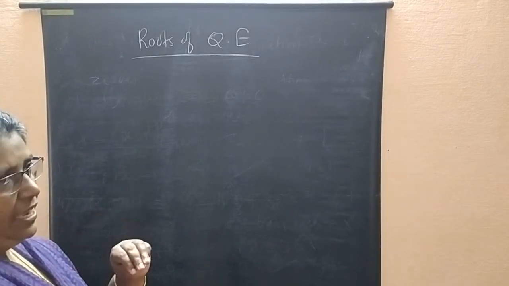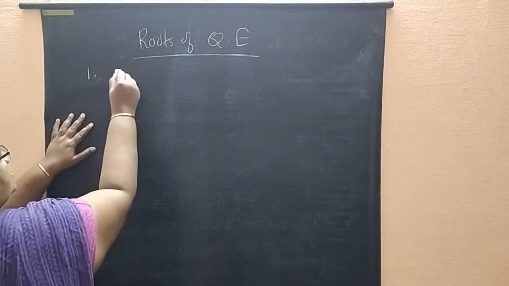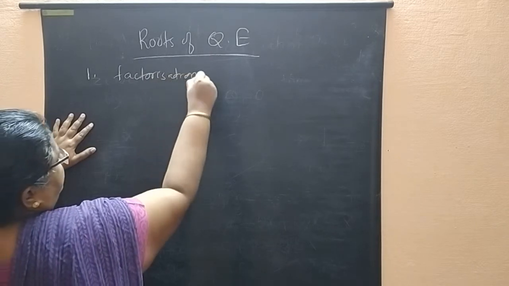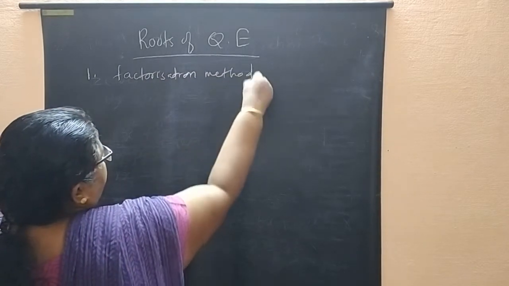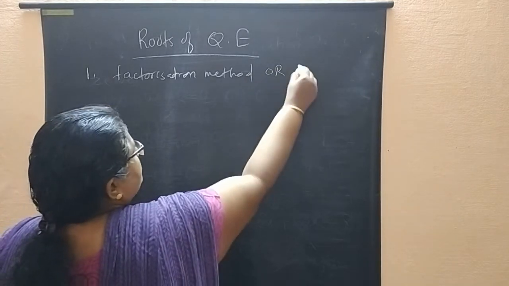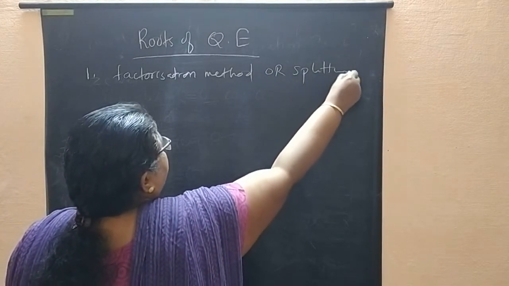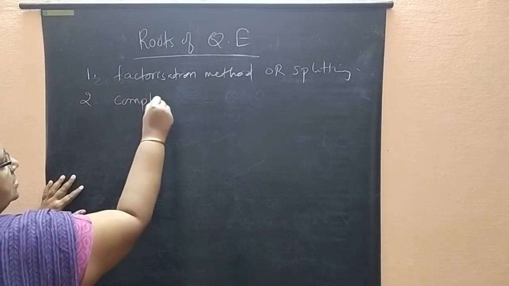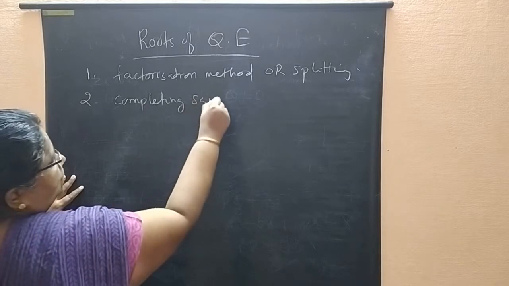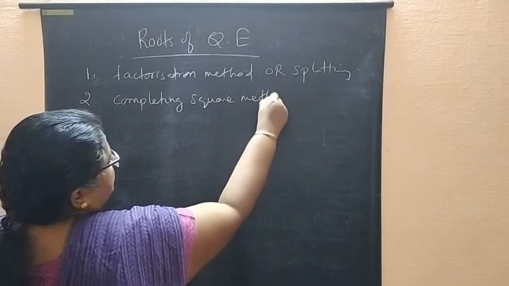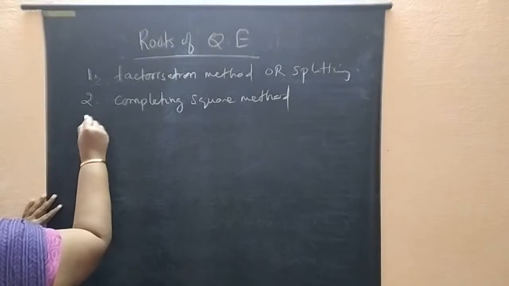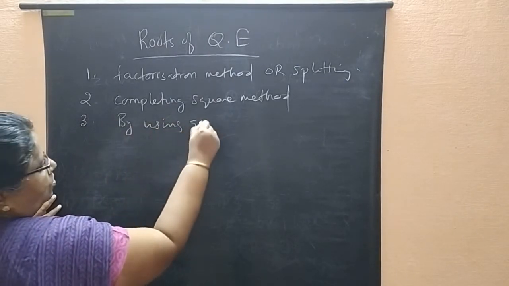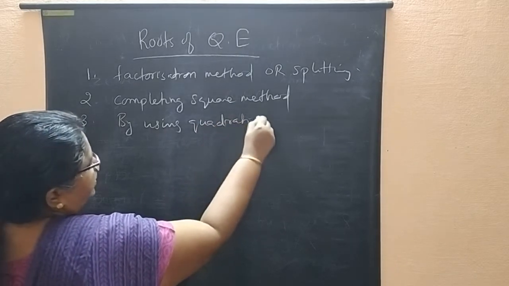three methods are there. First method is the factorization method. Factorization method is also called the splitting the middle term method. Second method is called the completing square method. And third is by using the quadratic formula.